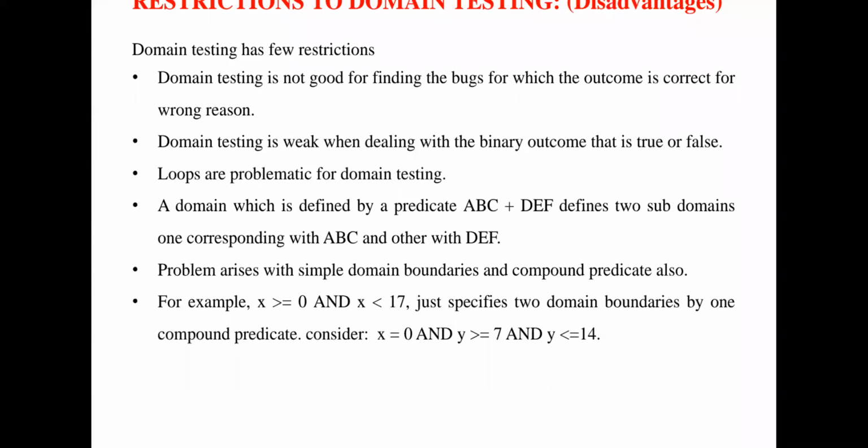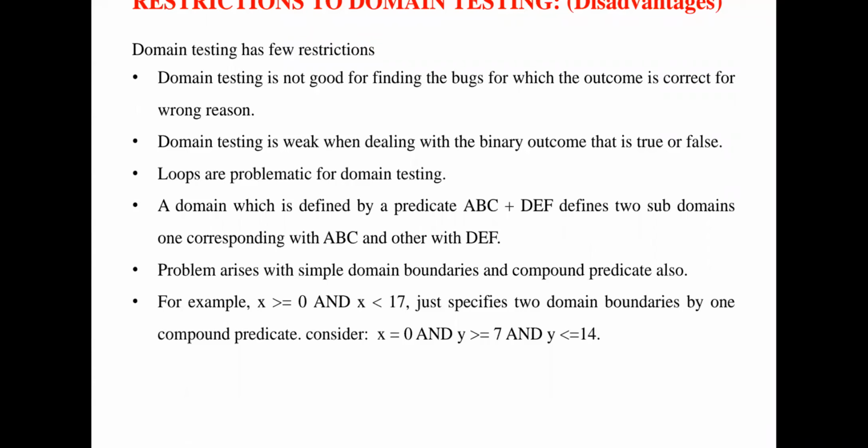Another disadvantage is when you define a predicate called ABC plus DEF, it defines two subdomains. Here ABC is one subdomain and DEF is another subdomain. Initially you define ABC plus DEF as one path only, but it will take two different domains, ABC as one and DEF as another. That is also a disadvantage, because it has to execute as one domain only, but it will execute in two domain ways.